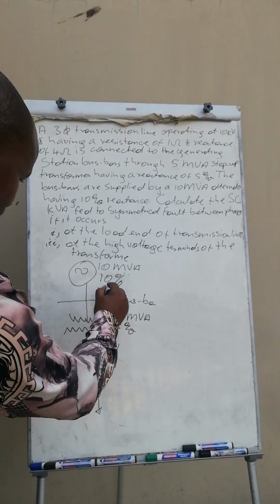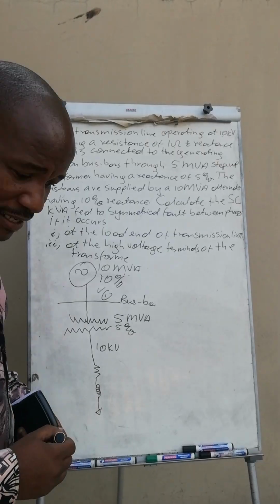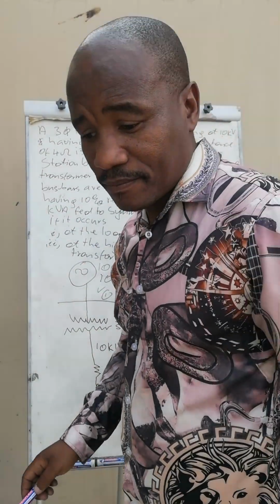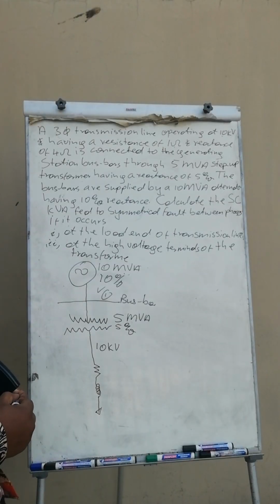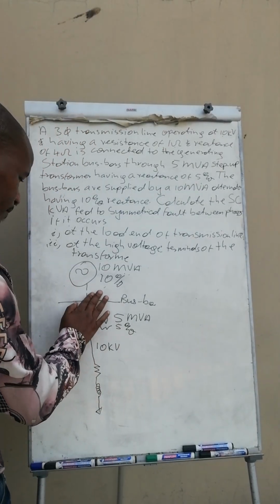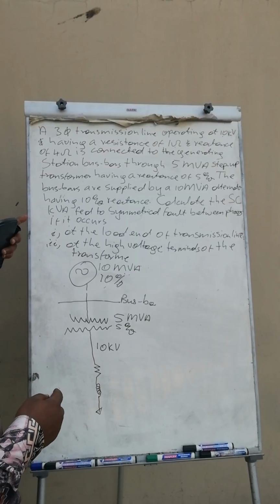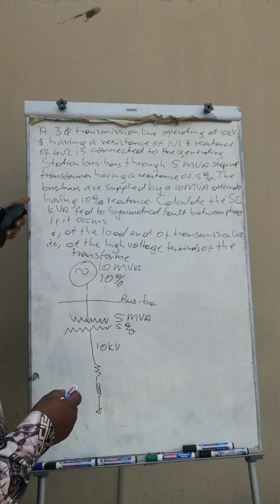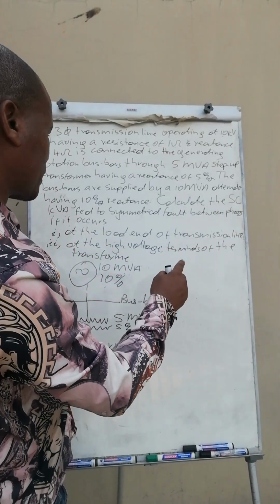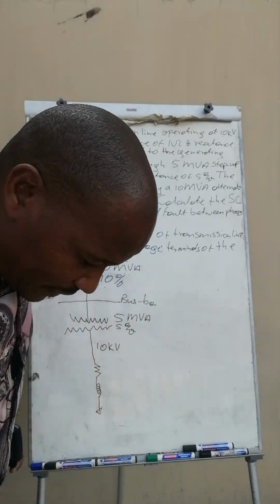And then this is called a line diagram. You derived it from the information. Very important. Otherwise, you're not gonna see what's going on there. Right. Now, calculate what? Calculate SC, the short circuit kVA.